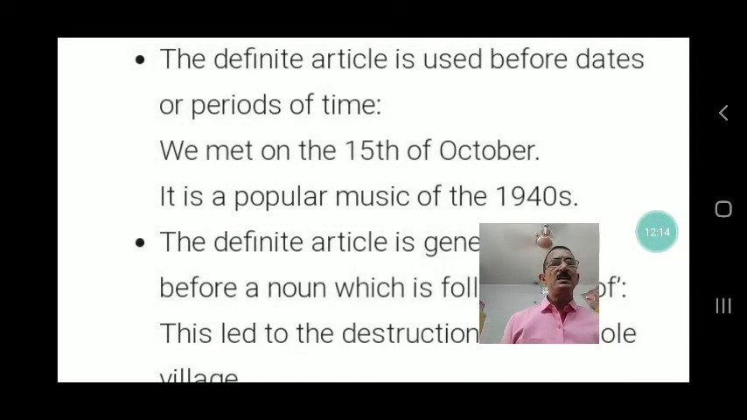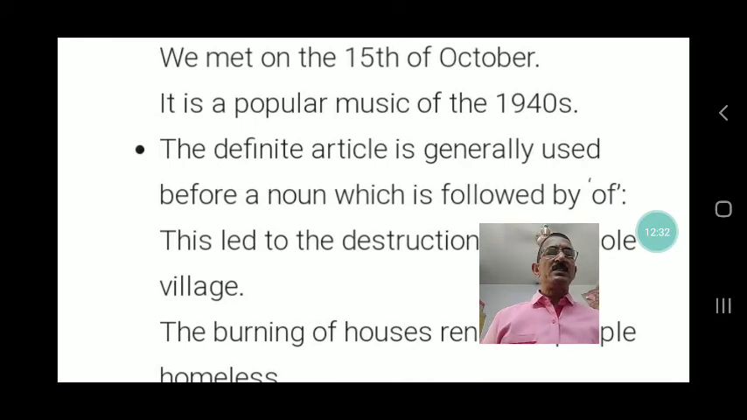The definite article is used before dates or periods of time. We met on the 15th of October. Here, the 15th, that is the date. It is a popular music of the 1940s or the 1960s or the 2020s.